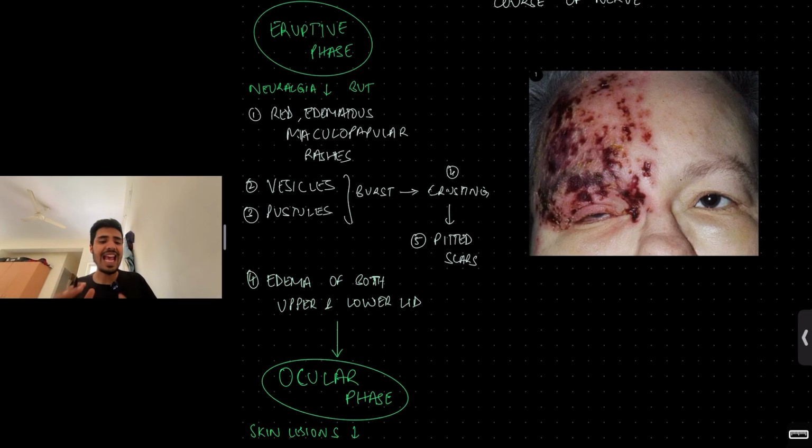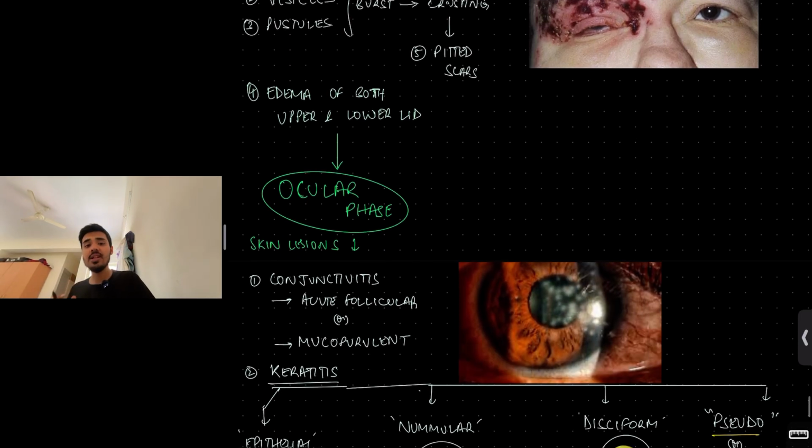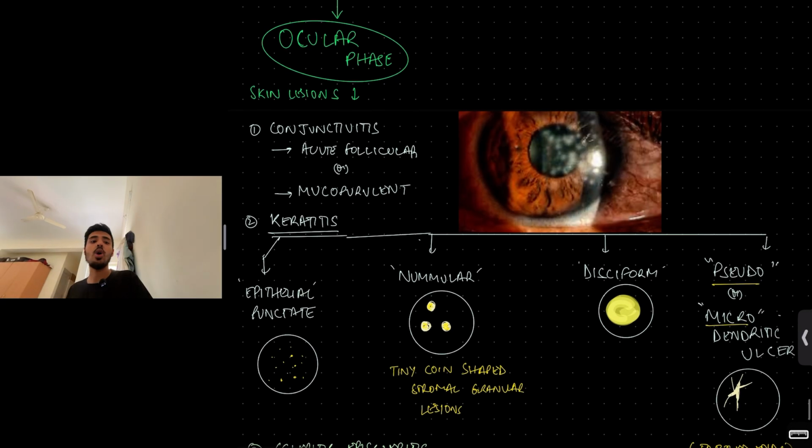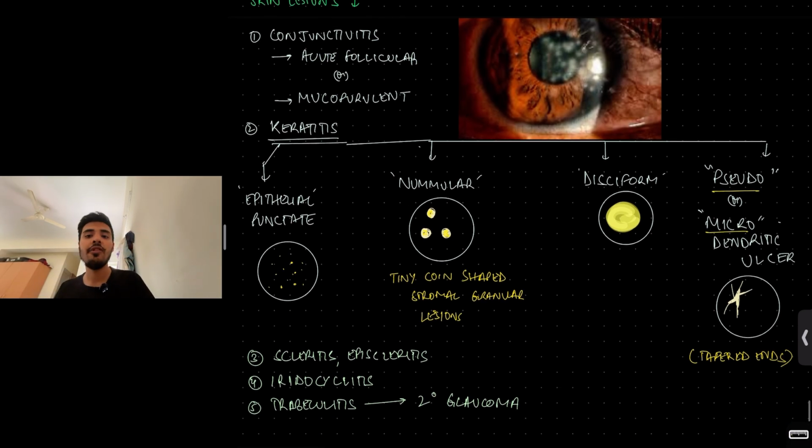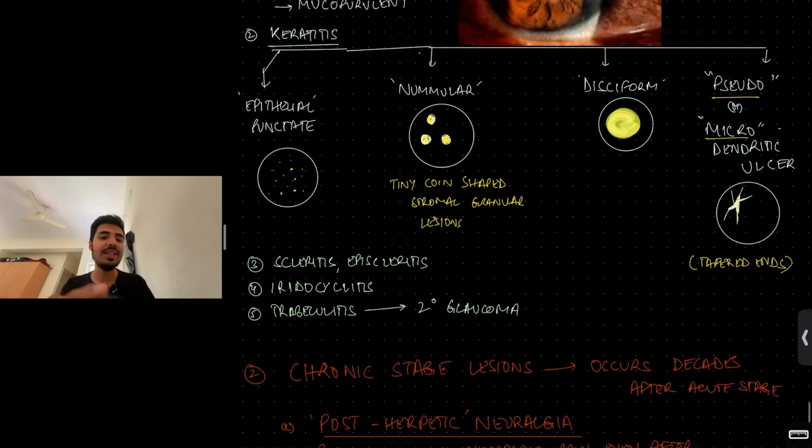That is the eruptive phase. The eruptive phase then goes into the ocular phase. In the ocular phase, skin lesions decrease and ocular lesions come up. So you can have conjunctivitis. Conjunctivitis can be acute follicular conjunctivitis, or it can also be acute mucopurulent conjunctivitis. Usually it is viral, meaning acute follicular conjunctivitis. Then keratitis, four forms of keratitis. Epithelial punctate keratitis, I've already covered in the previous video. Tiny coarse punctate lesions of the epithelium.